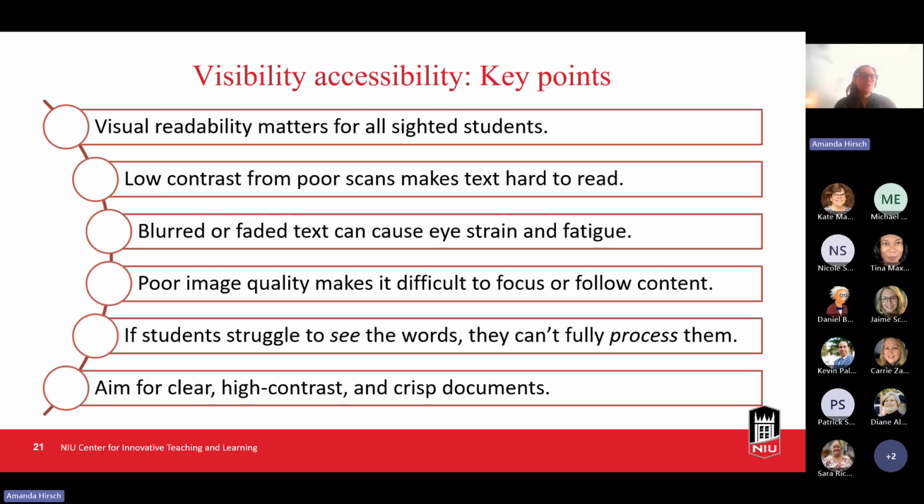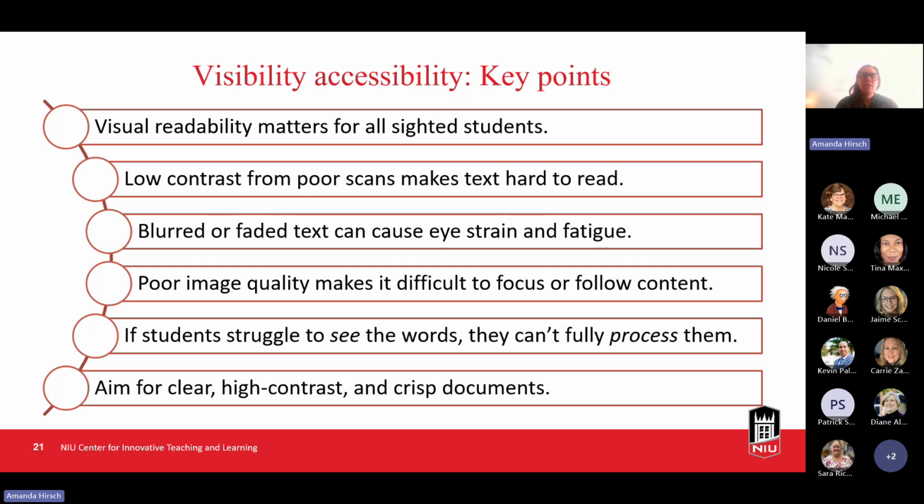One common issue occurs with scanned PDFs, especially older scans or documents that have been copied multiple times. These files often have low contrast between the text and the background. For example, the text may appear gray instead of black, or the page background may be darkened or uneven. When that contrast is low, the text becomes harder to distinguish from the background, which can make sustained reading difficult. Another issue could be blurred, faded, or distorted text.